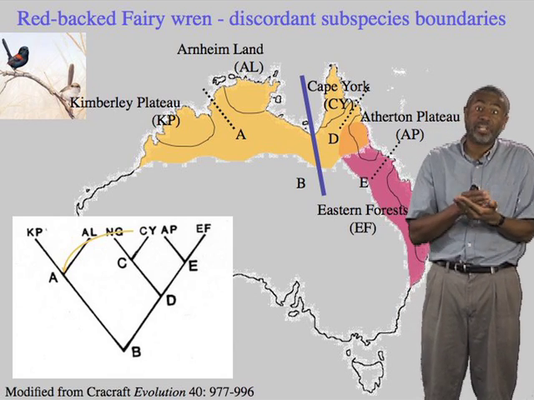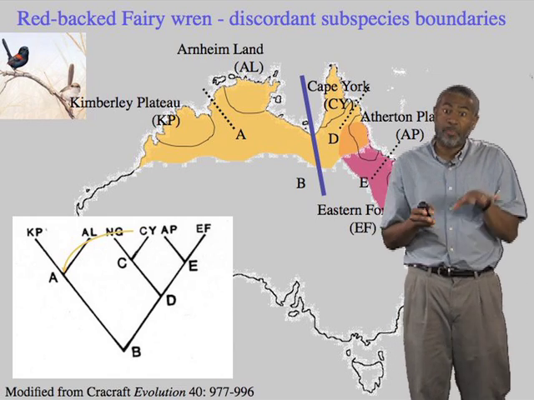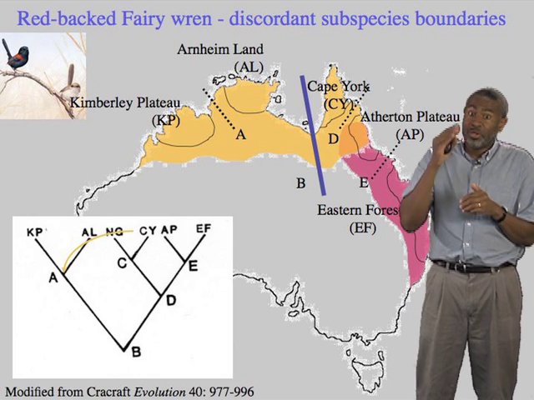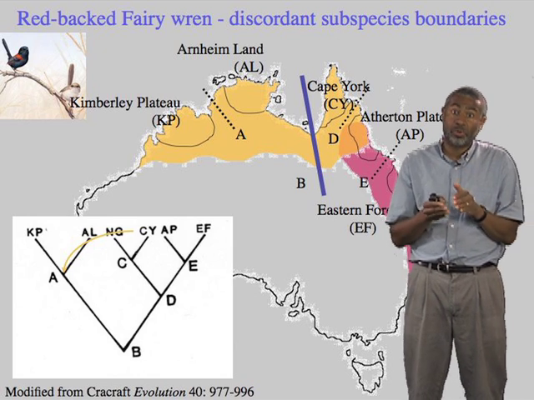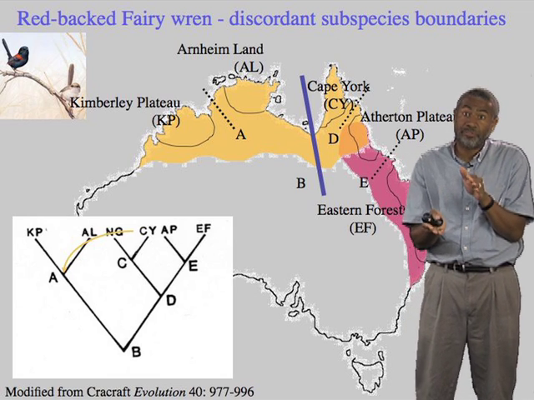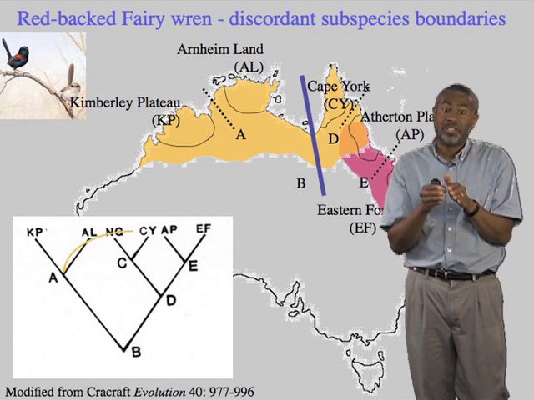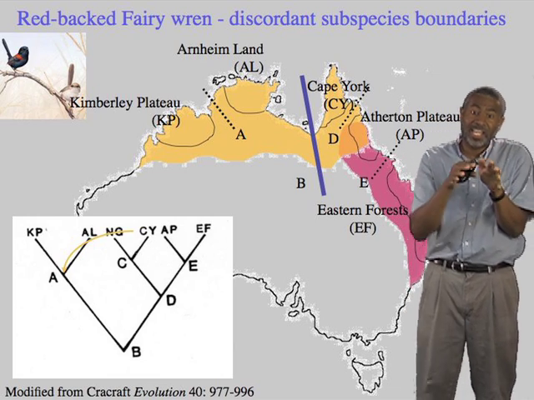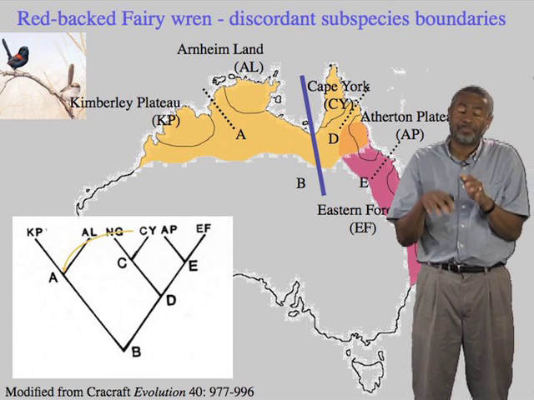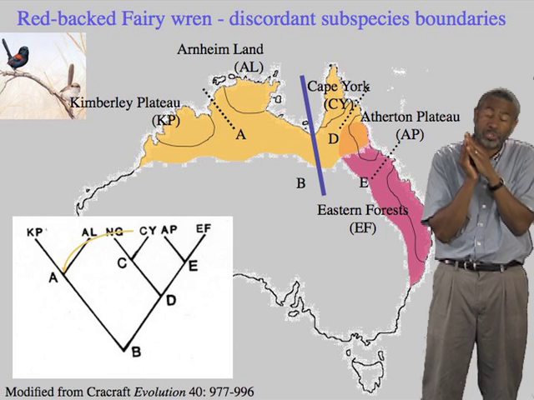Now, that's a conflict with that area cladogram that you saw earlier. The area cladogram, which you can see here on the inset, suggests, in fact, that those Cape York populations should be more closely related to the Atherton Plateau and Eastern Forest populations. So CY is our Cape York. You can see how it's related to New Guinea as well as all the populations on the east, AP and EF. So we've got a conflict. Area cladograms say Cape York's related to one thing.